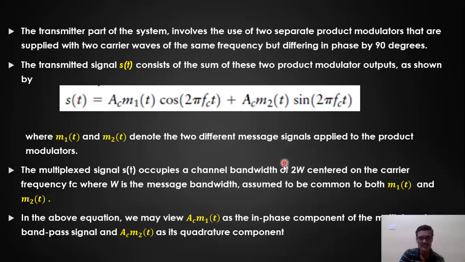Okay, which occupies the same bandwidth of, let us say, 2W, where W is the highest frequency of the two message signals, M1 of t and M2 of t. So we call this AC M1 of t as the in-phase component, and AC M2 of t as the quadrature part, because it's the quadrature carrier; this is the in-phase carrier, what I have here.